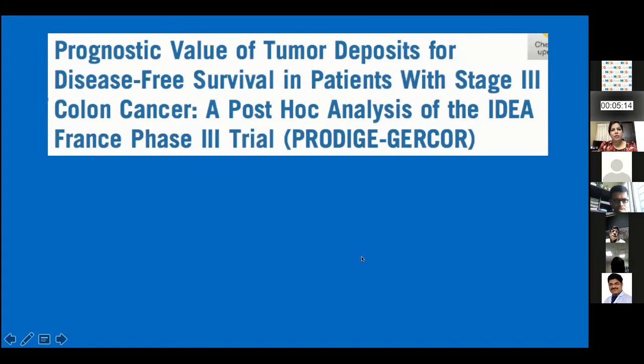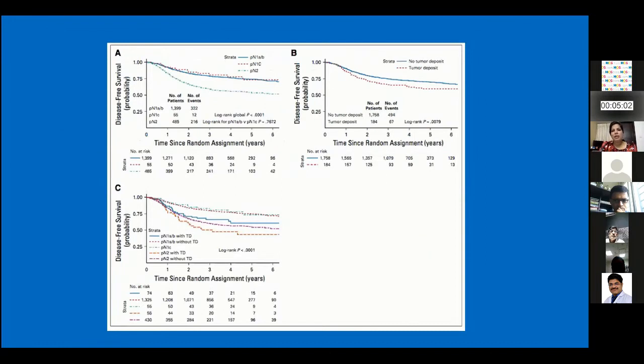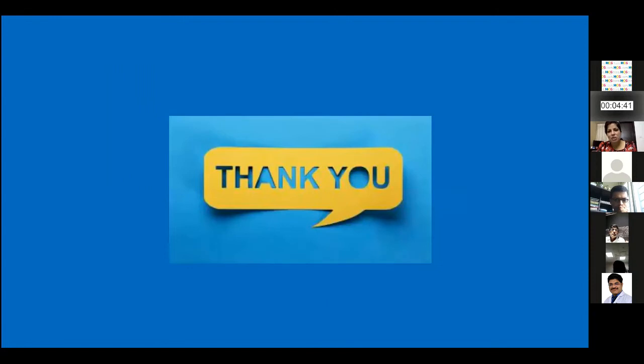So this was a post hoc analysis of the IDEA trial, which recommended the duration of treatment in colon cancer, and it was found that patients who had tumor deposit distant from their primary lesion had a worse prognosis, irrespective of the T and N stage. Therefore, as Dr. Gautam just mentioned, I would prefer to use 6 months of therapy over 3 months of therapy in such patients.